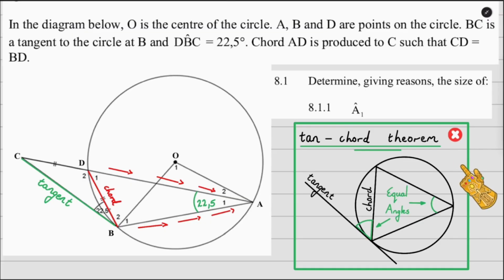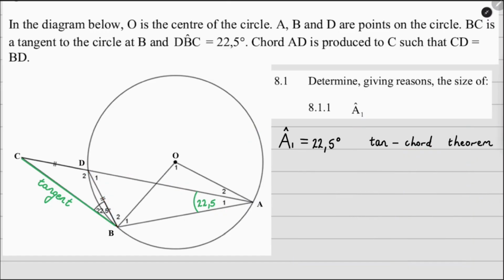Okay, so how we write that is quite easy. We simply just state the size of A1 to be 22.5, and then we list the reason to the right of it, the tan chord theorem. And then this question is worth 2 marks. You get 1 mark for your statement and 1 mark for your reason of the tan chord theorem.